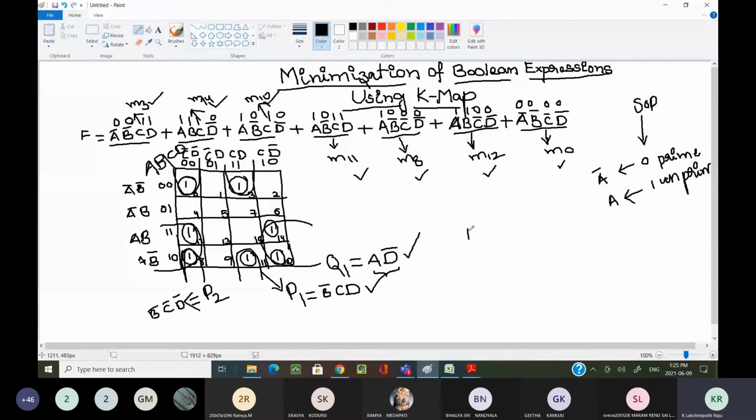Now what is my final solution? F equals A D bar plus B bar C D plus B bar C bar D bar.